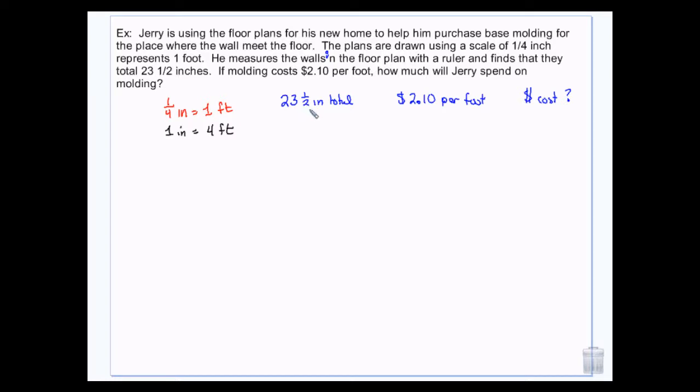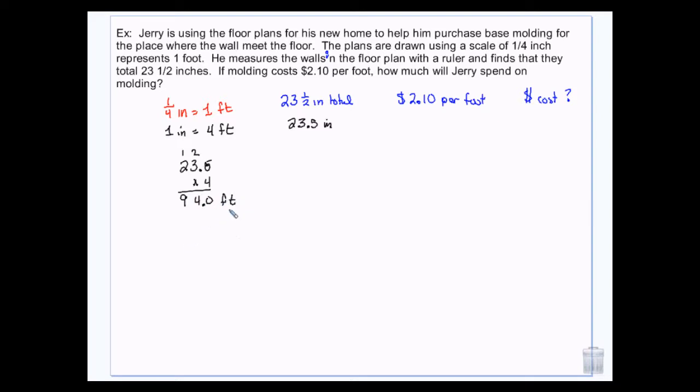Okay, so we have 23.5 inches total. If you don't like fractions, make it a decimal. I have 23.5 inches. Each inch is going to be 4 feet. So I'm going to take that 23.5 and multiply it by 4. And I'm going to have 94 feet.